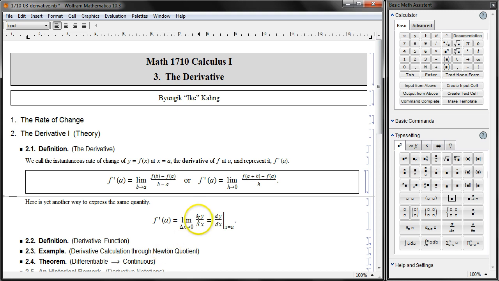I clicked the wrong key, sorry about that. And delta y over delta x, rise over run, and we take the infinitesimal over infinitesimal, we get the final expression. There's a bit of a history behind all these.